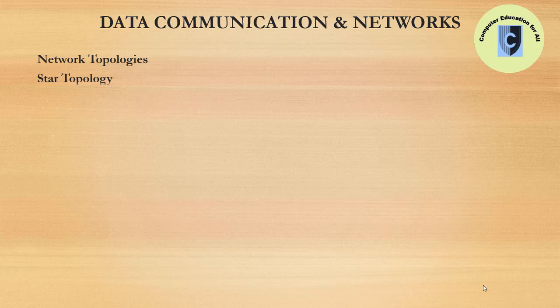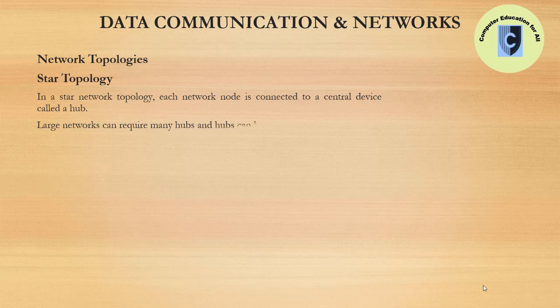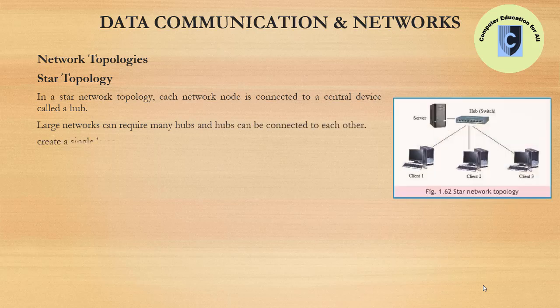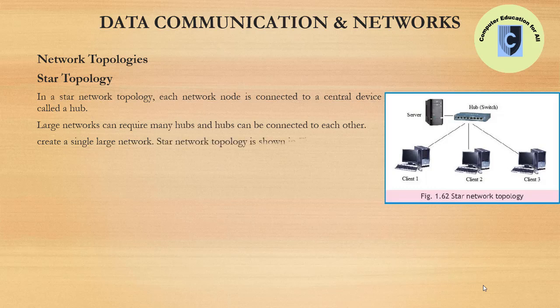Star topology. In a star network topology, each network node is connected to a central device called a hub. Large networks can require many hubs, and hubs can be connected to each other to create a single large network. Star network topology is shown in Fig. 1.61.